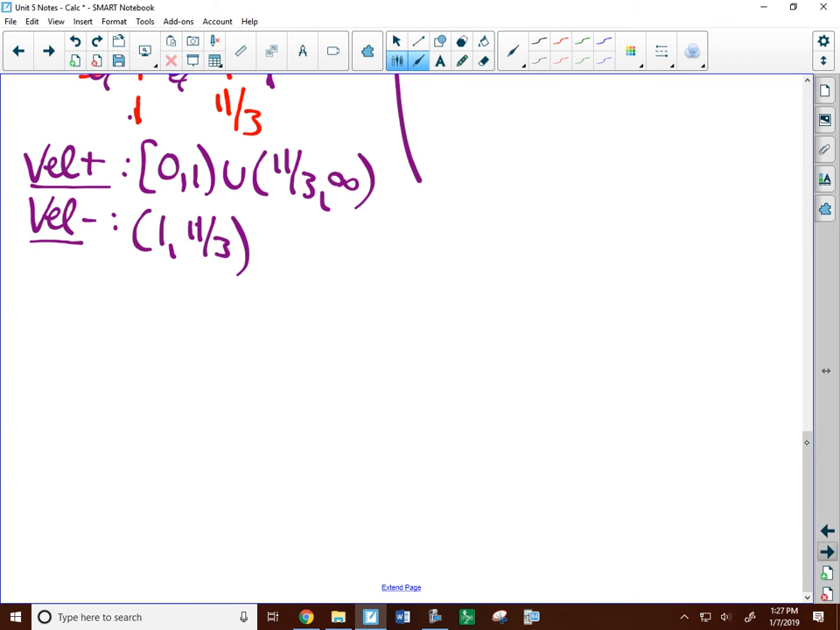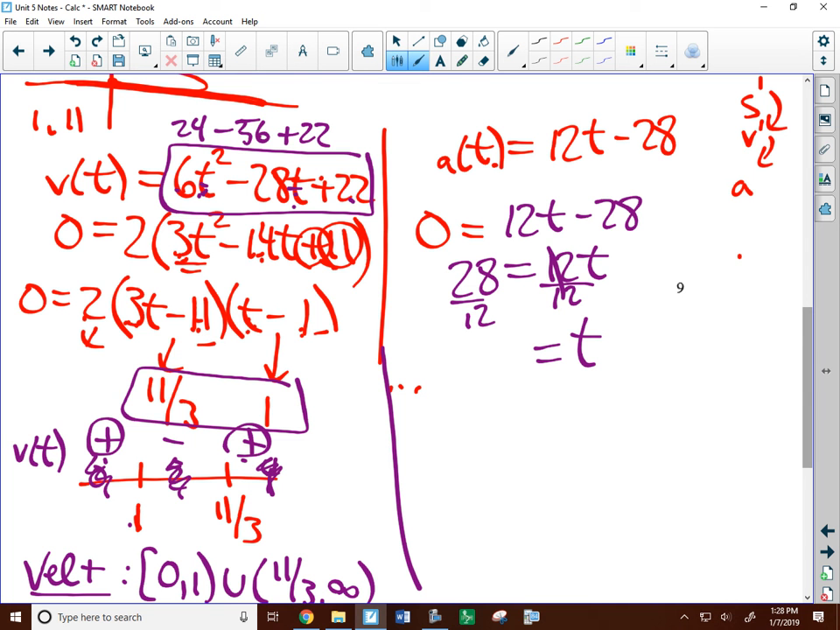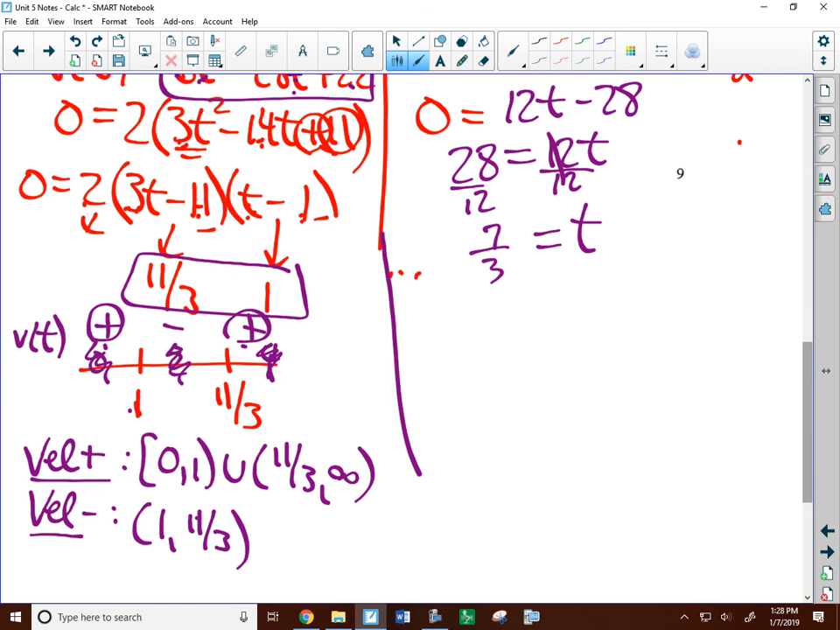Let's finish up with the same thing for acceleration. We set it equal to 0 and we'll solve. It's a really easier one to solve. I'm just going to add 28 to both sides and then divide. You could also have done a GCF and then divide by 12. So I get 28 twelfths. I can divide by 4, right? So it's 7 and 3. So 7 thirds. So this is like the key value where the acceleration is most likely going to change.